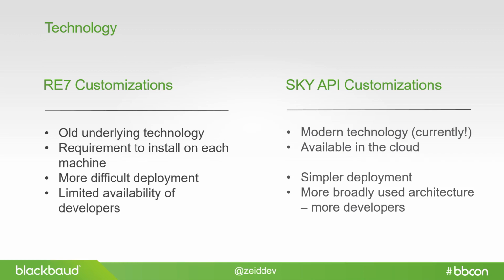Razer 7 customizations was using an old technology, COM, if you're familiar with that at all. There was a requirement to install it on every machine, although if you're using Citrix, it would be a central machine, but nevertheless, you had to install it, which obviously made it a more difficult deployment. If you're a person working in the IT department, you have to go around to each workstation, installing it, making sure everyone would log off before installing the application, and have to run updates on new versions, all that kind of thing.